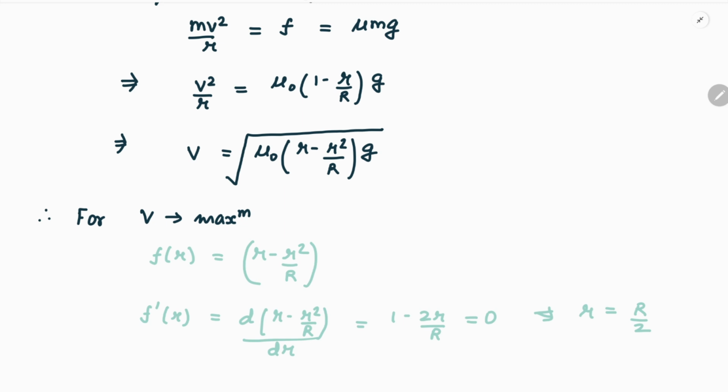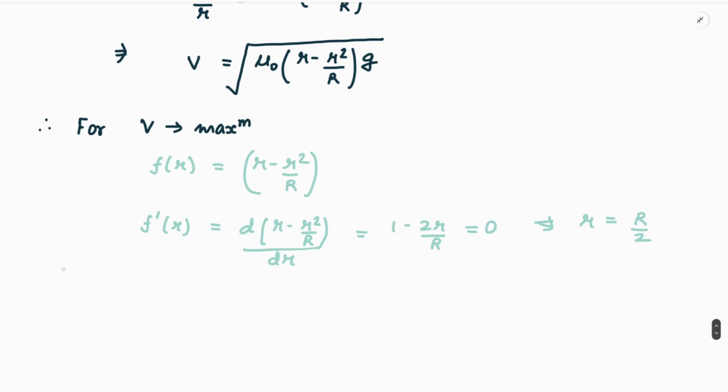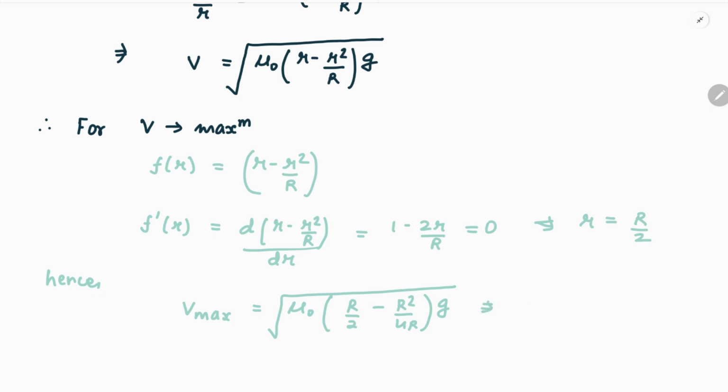So for r equals R by 2, the maximum speed can be calculated, and hence the maximum speed v maximum equals root over of mu naught (R by 2 minus R square by 4R) g, and on solving we obtain this as half of root over mu naught Rg. So this is the point where the speed is maximum, and this is the maximum speed, root over mu naught Rg by 2. And this was problem number 1.89.